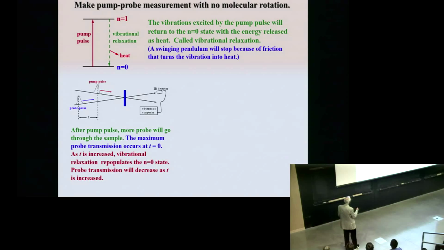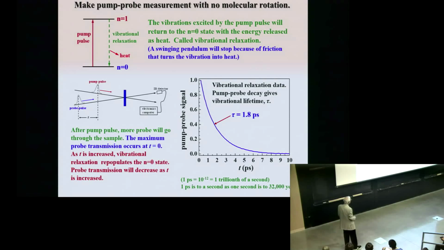We put some in the excited state, and then we look after a time t at the transmission of the probe. And as we make t longer and longer, in other words, we bring this in later and later, more of these molecules will have gone back to the low energy state, where they're absorbing again, which means more of this will be absorbed. So as you increase this time t, less and less of this makes it through the sample, and you get a signal that looks like this.